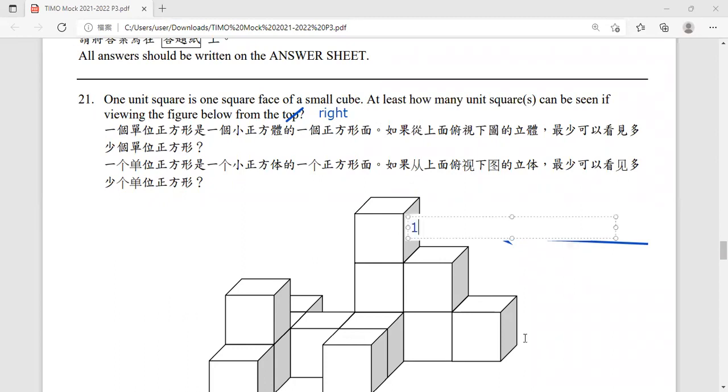1, 2, 3, 4, 5, 6, 7. 7 only, because this is shaded. This is shaded. This is shaded. Okay. Yeah, this is shaded by the front. You cannot see it from this way. You cannot see this one also. Okay. Good.